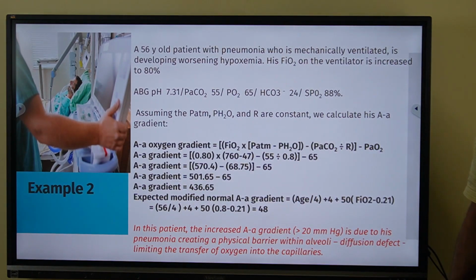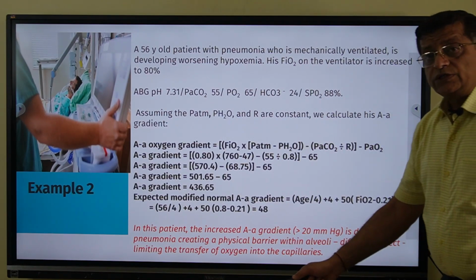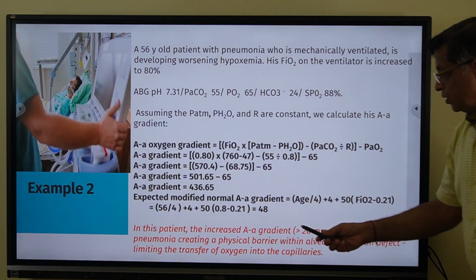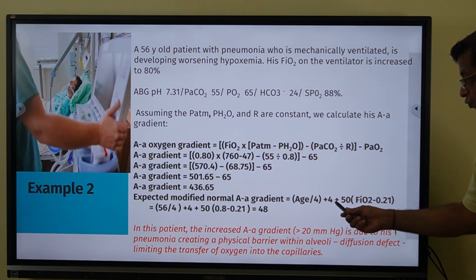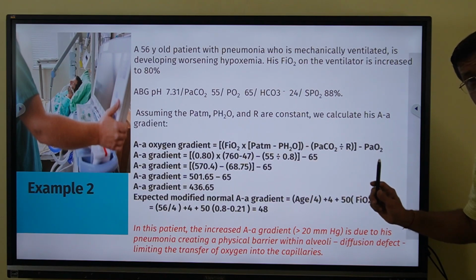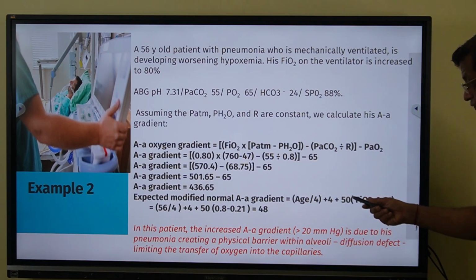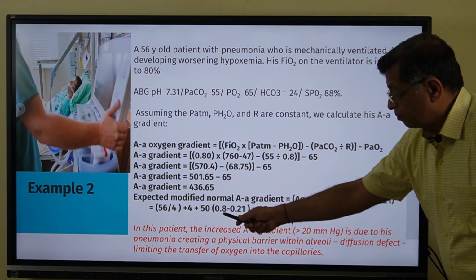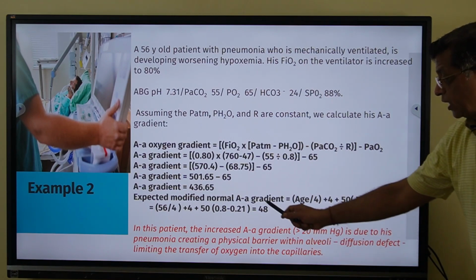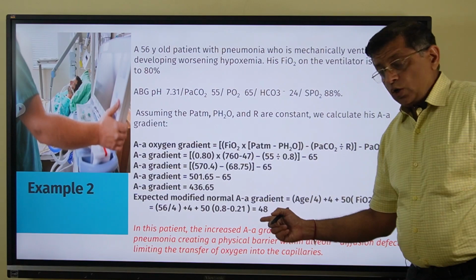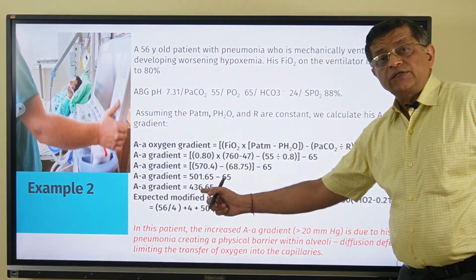It is highly raised. Now what is the expected gradient in this patient? He is a 56-year-old patient, so age divided by 4 plus 4. Then this patient is on a FiO2 of 80%, so plus 50 into FiO2 minus 0.21, that is 0.8 minus 0.21. So that comes to 48. So expected AA gradient is 48, while actual AA gradient is 438.